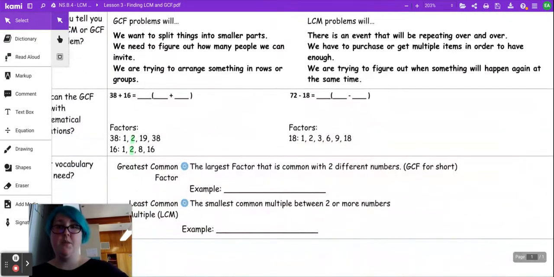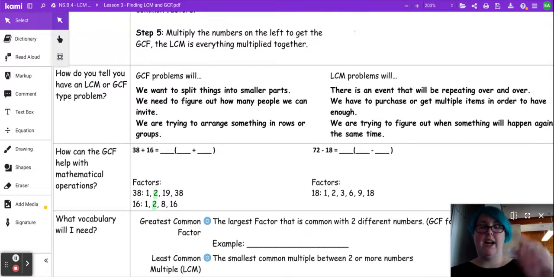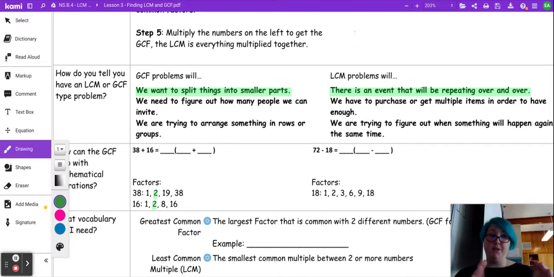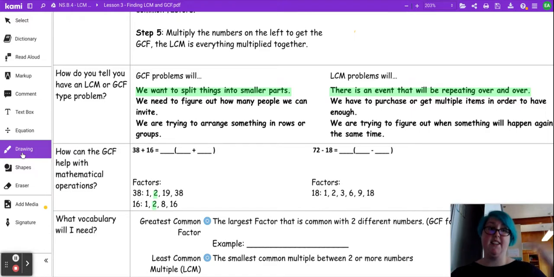All right. So now we are going to talk about how do I know when I'm looking for what? Like, the problem isn't always going to say solve for the GCF, solve for the LCM. So you'll notice GCF is when we are talking about smaller pieces. Remember, the factor is always smaller. So an example, we need to figure out how many people to invite. LCM, the lowest common multiple, we're looking at things that repeat over and over and over again, or you have to purchase something multiple times to figure it out. So again, the factor, when we're trying to break it down, multiple, we're trying to look at lots of different things again and again and again.